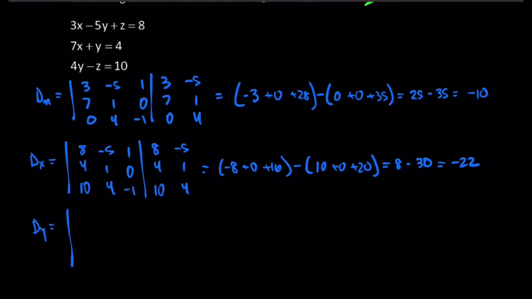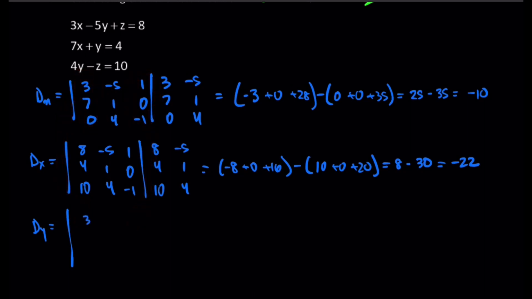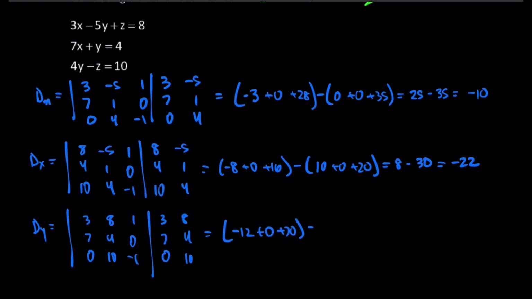So now in dy, I replace the y column with these constants. X's go back to the original x and z's stay the z's. Okay, so the original x here is 3, 7, 0. My new y column is 8, 4, 10, and the z's stay 1, 0, negative 1. Copy the first column, copy the second, and go ahead. So I'm going to start here, downhill diagonals, multiply those. 3 times 4 times negative 1 is negative 12. 8 times 0 is a 0. 1 times 7 times 10 is 70. Minus, now I do the uphill.